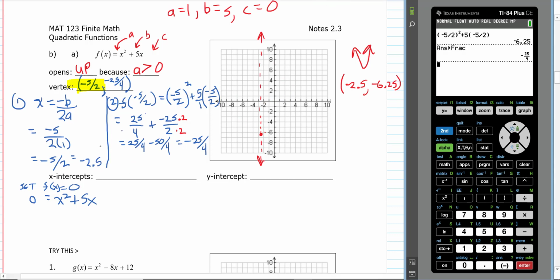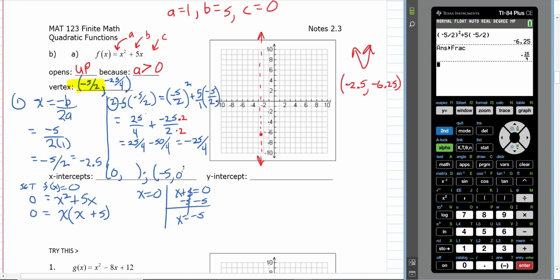Okay, so now down here, we're going to find the x-intercept, set equal to 0. You factor this by factoring an x out. There's a common factor, so x times x is x squared, and then x times 5 is 5x. So you've got two factors. You set x equal to 0, so that would be one of your intercepts. And then you set x plus 5 equals 0, so you can subtract 5 from both sides. That would give x equals negative 5.